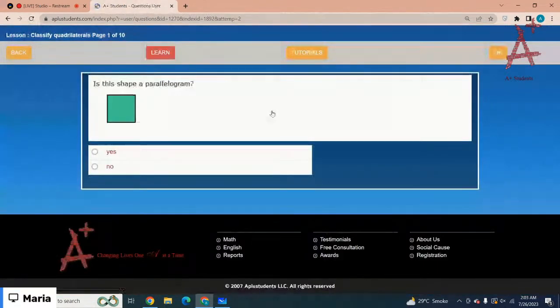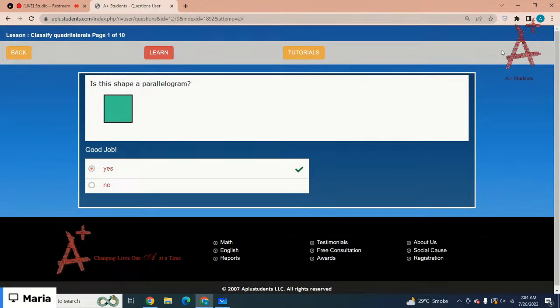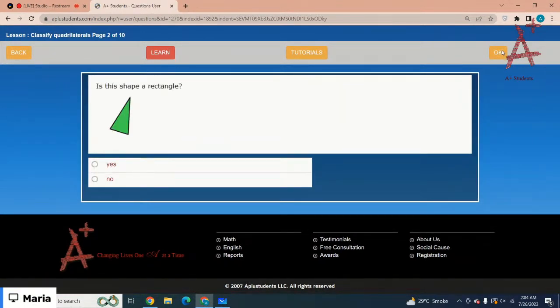Okay, is this shape a parallelogram? Yes, this is a square and a parallelogram as well because opposite sides are congruent and parallel. So it is a parallelogram. Is this shape a rectangle? Yes or no? No, this is not a rectangle. This is a triangle. It is a three-sided shape, so it is a triangle but not a rectangle. The correct option is no.